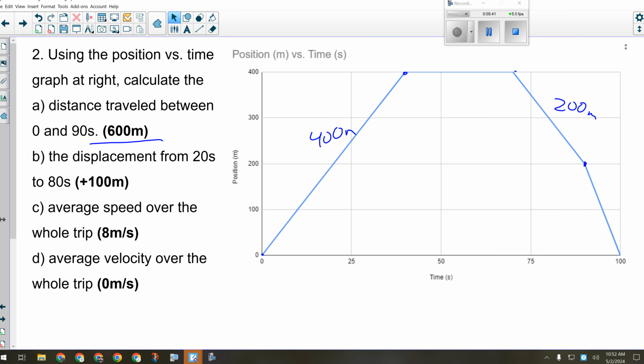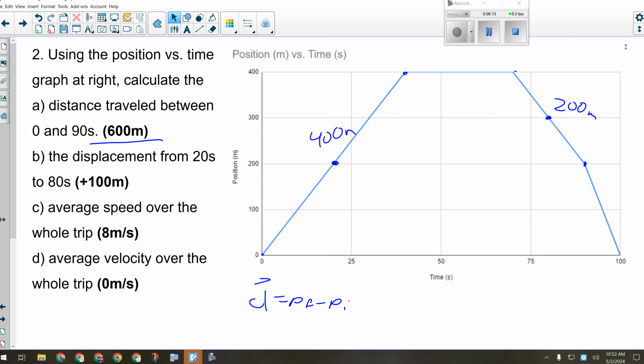Your graph's got a few more things on the x-axis than mine does, right? The displacement from 20 seconds to 80 seconds. All right, we have to remember then that displacement is final position minus initial position. Okay, my final position at time 80 seconds would be about here at 300 meters, and I'm starting at 20 seconds, which would be probably right about here, at 200 meters, right?